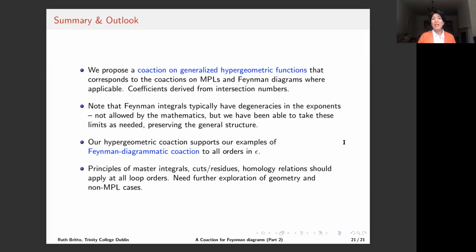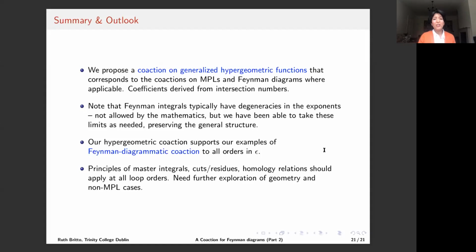So to summarize, we've been able to propose a coaction on generalized hypergeometric functions, or a class of generalized hypergeometric functions that corresponds to the coactions on multiple polylogs and Feynman diagrams where applicable. And the coefficients that appear in this coaction formula are derived from intersection numbers. This small but interesting point that Feynman integrals typically have degeneracies in the exponents, and we've been able to take the limits that allow the coaction to still be valid for the Feynman diagrams that we've considered. The hypergeometric coaction then does support all our examples of Feynman diagrammatic coaction conjecturally to all orders in epsilon.